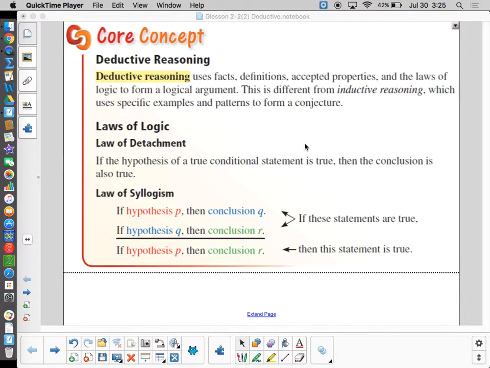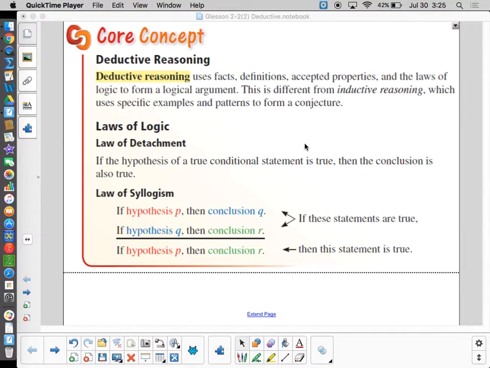There are two basic laws of logic we talk about here. The laws are called the law of detachment and the law of syllogism. Those are big words, especially syllogism, but we'll get to them pretty quickly here. They're not that tough to figure out.